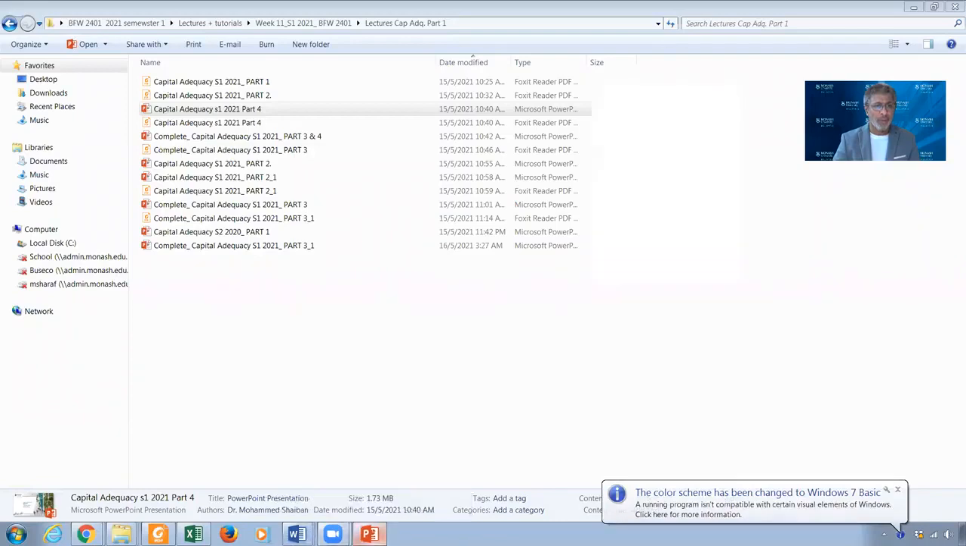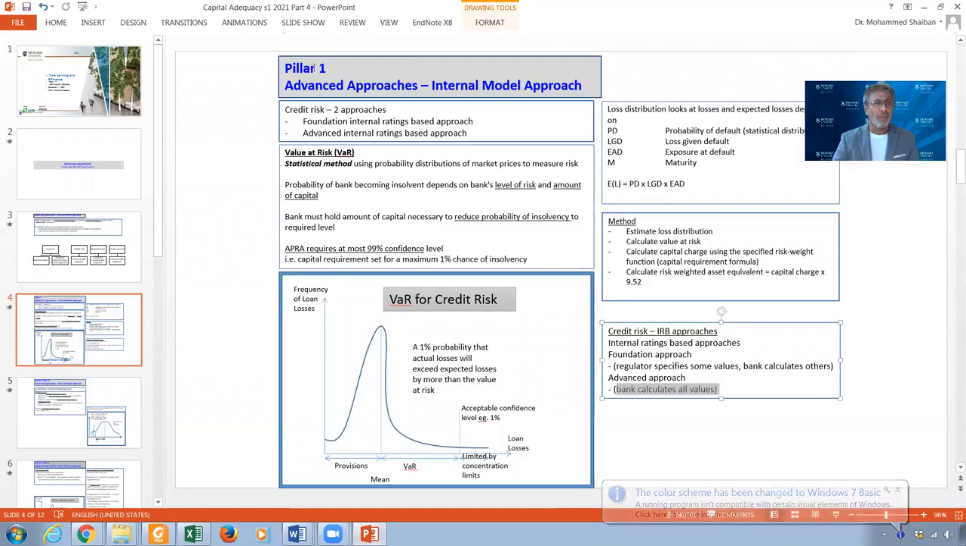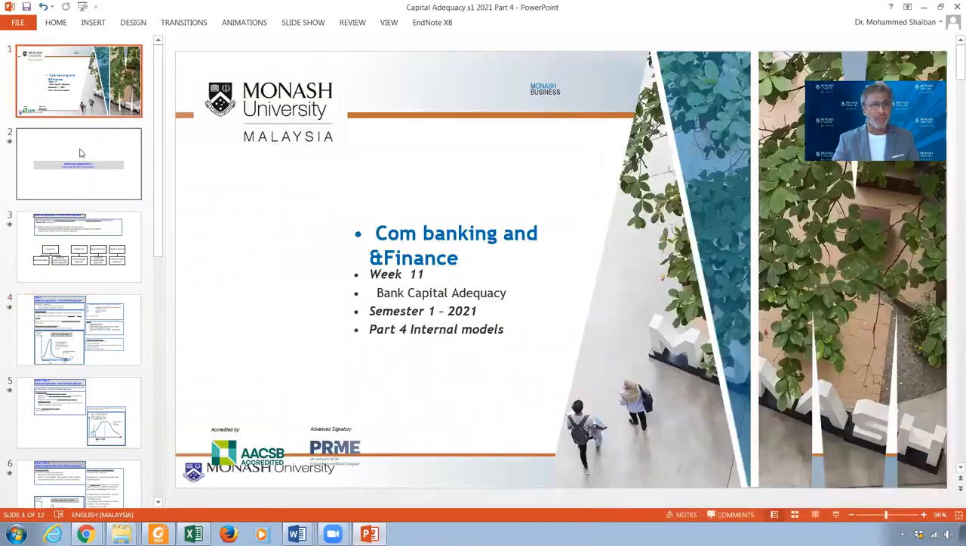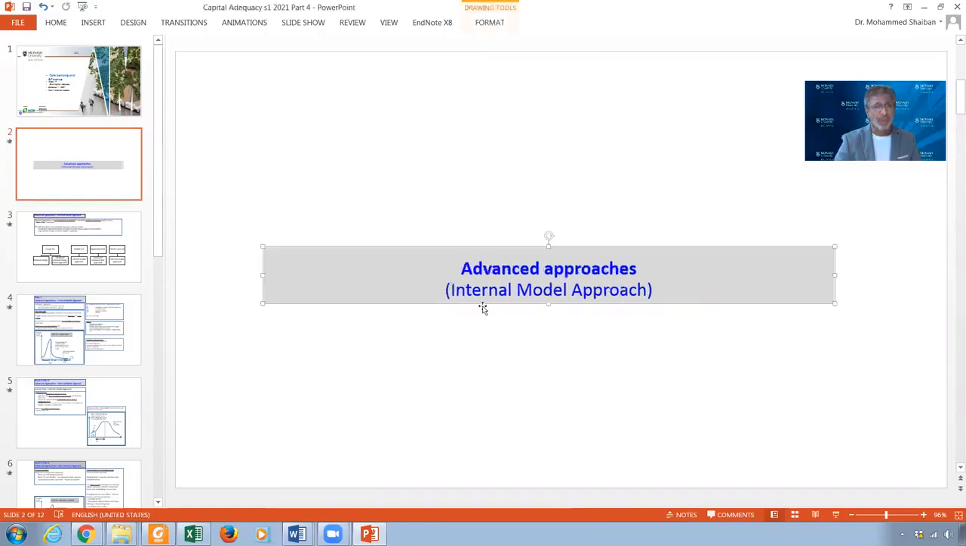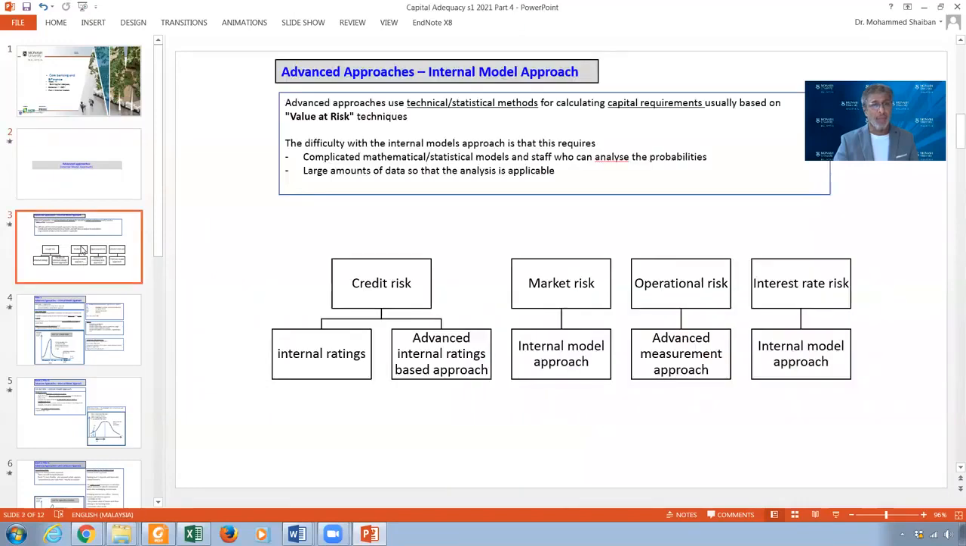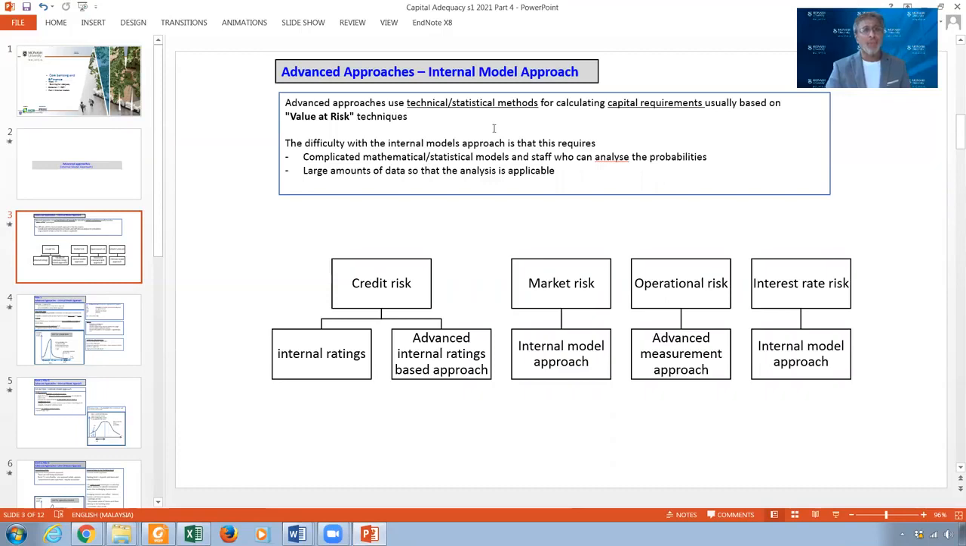So here we are talking about the advanced approach or internal approach, and we call it the advanced approach. We also call it internal models, because whether we are talking about advanced approaches or the internal model approach, we are actually departing from the tables or the standardized model. Just to look at the definition here, the advanced approach uses technical statistical methods for calculating capital requirements, usually based on value at risk techniques.